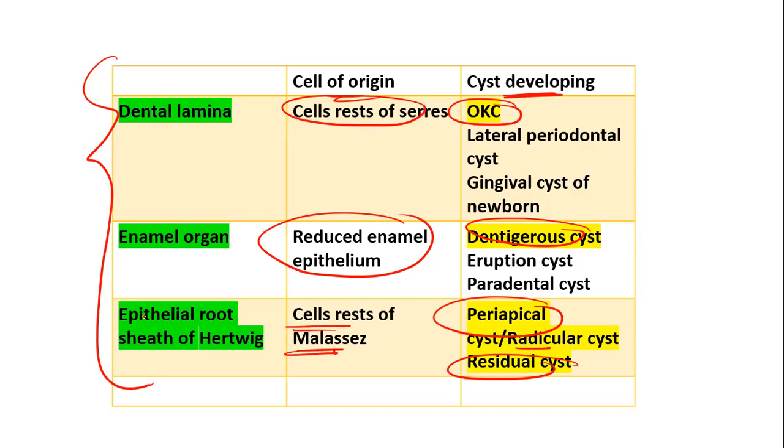So how do you remember this? There's a mnemonic called MRP. Okay, M for cell rests of Malassez, and R and P for residual cyst and radicular cyst or periapical cyst.